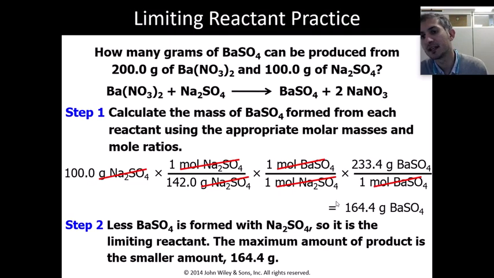It looks like this smaller number belongs to this reactant. This reactant is the limiting reactant. And the amount of the product based on this number is 164. This number for that one is the larger one, we call it the excess reactant.